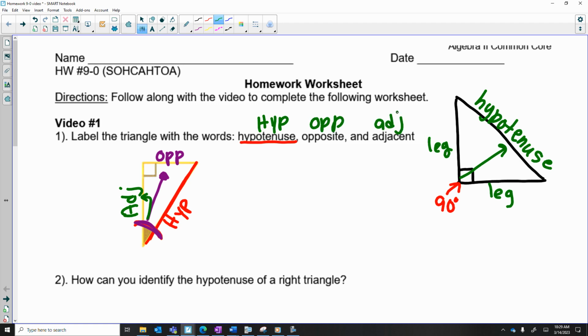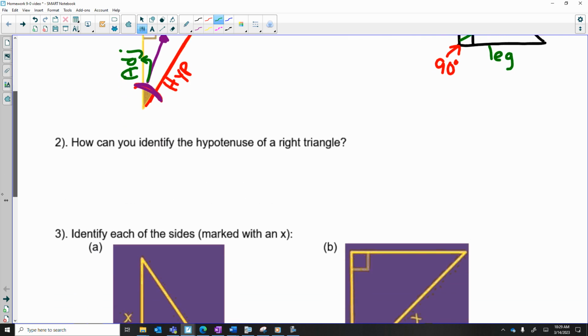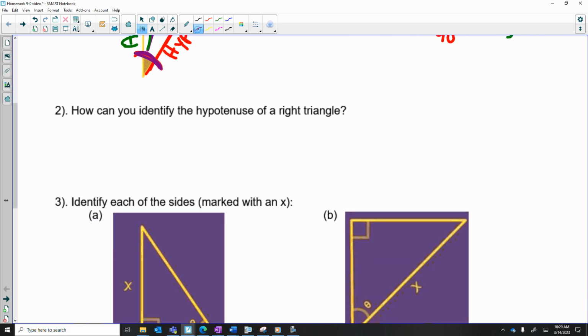Again, if you shine a light across, that's opposite. Next to means adjacent, and hypotenuse is the longest side. How can we identify the hypotenuse? It's the longest side, and it's the one opposite the 90-degree angle.